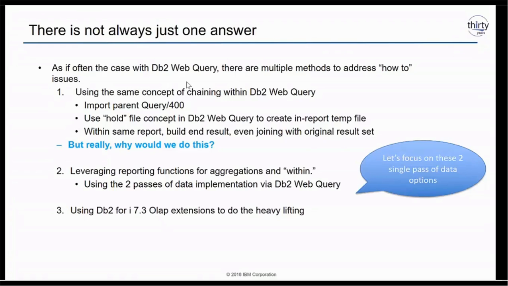The second one is actually just using functions within web query itself that we can apply to a field or a column. And then the last one is using the SQL language enhancements that were made in 7.3 to actually push the work to DB2 and have it do the heavy lifting for us.